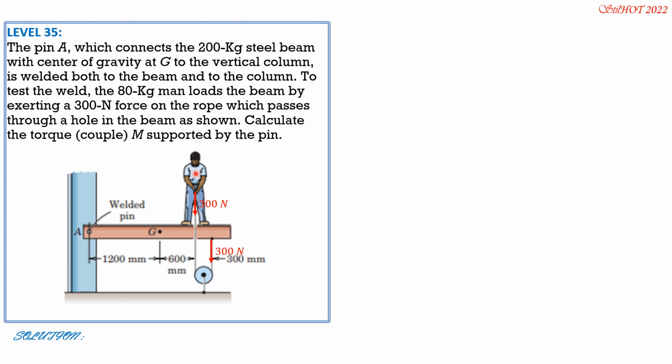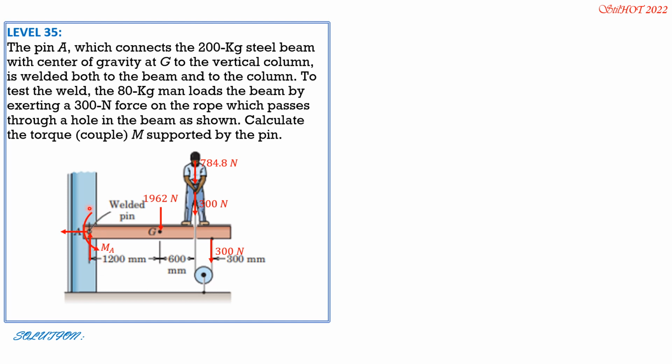Then the weight of the man is 80 times 9.81. So I directly compute it. 80 times 9.81, 784.8 newtons. And the weight of the beam, 200 kilogram times 9.81, so it's at G, 1962 newtons. Then reactions at A. These are the reactions at A.